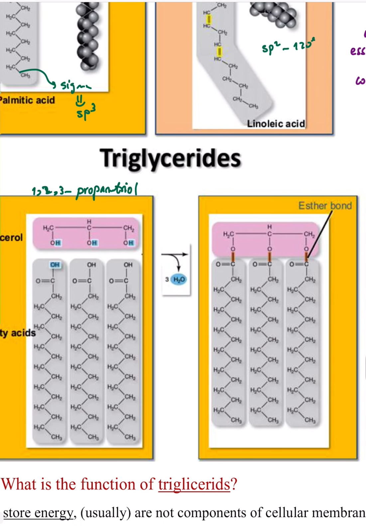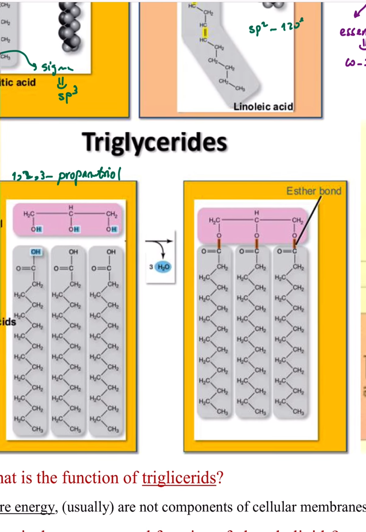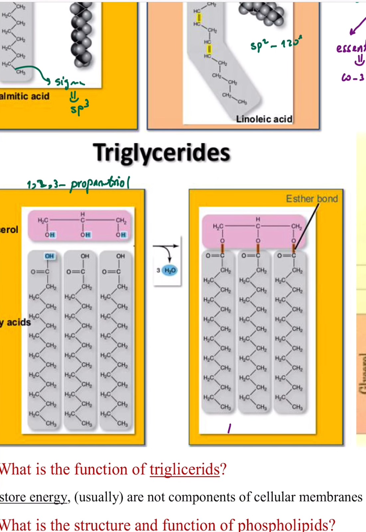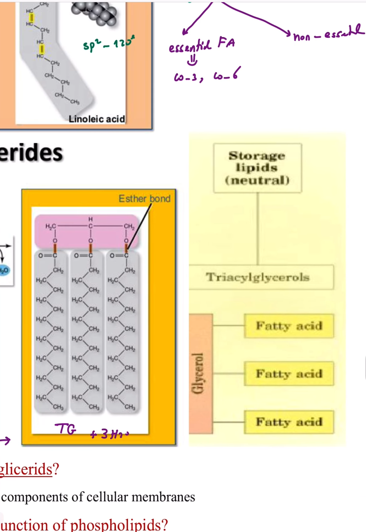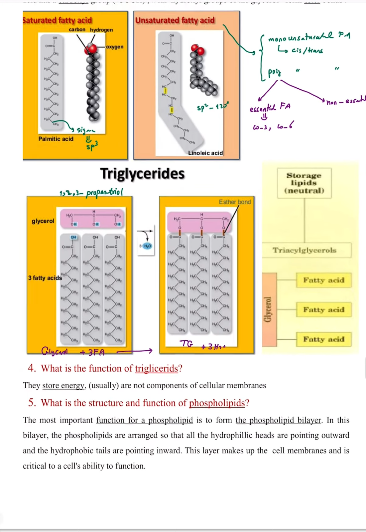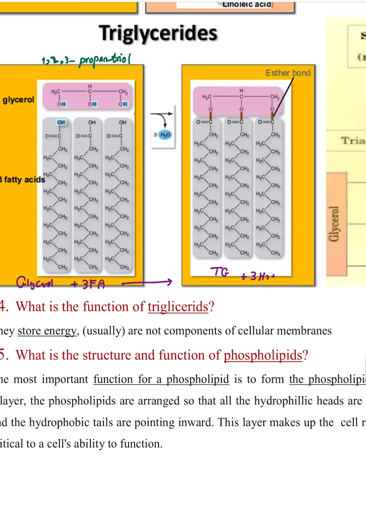As you see here, I made one triglyceride from 1 glycerol plus 3 fatty acids. We made esterification and removed 3 water. As you see in the structure, glycerol can bind with 3 ester bonds to the 3 fatty acids, forming triacylglycerol or triglyceride. What is the function of triglyceride? They usually store energy and are not a component of cellular compounds.